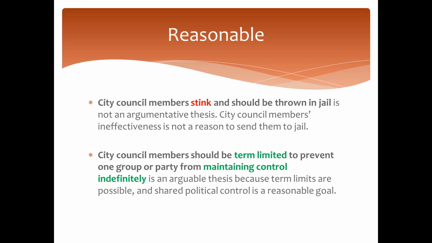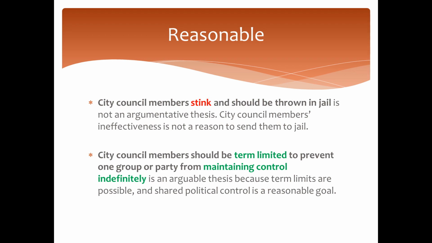There are other protocols to follow. So in this case, this one relies entirely on pathos. The thesis is weak because it's entirely based on my feelings. Second one: city council members should be term limited to prevent one group or party from maintaining control indefinitely.